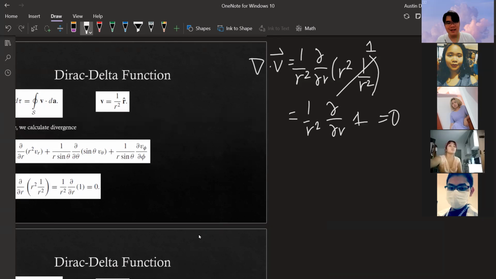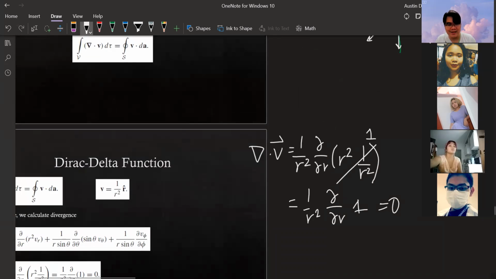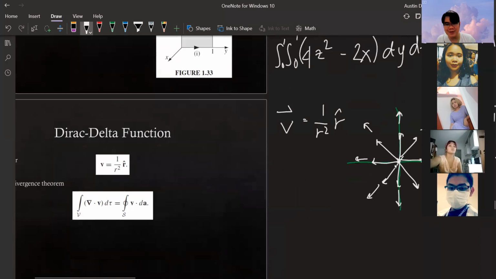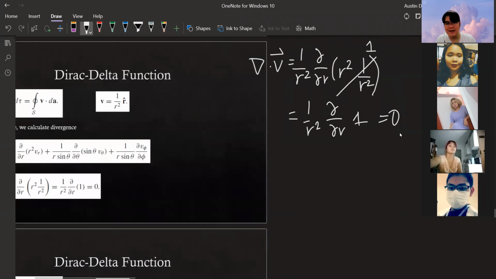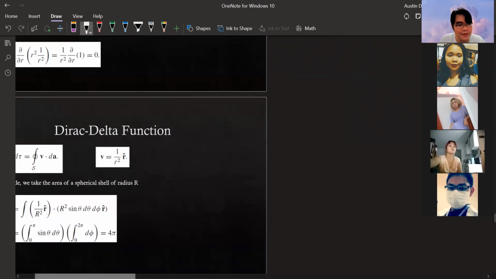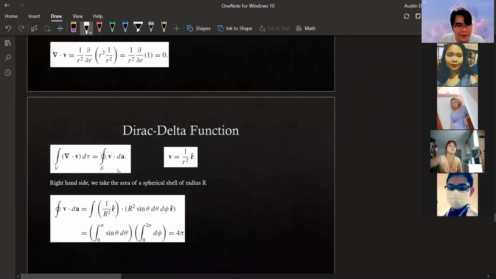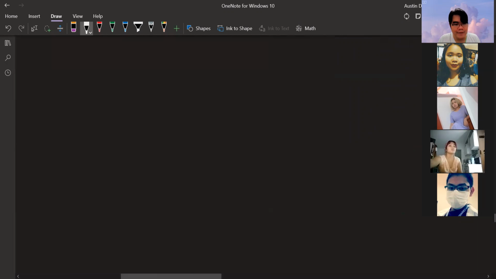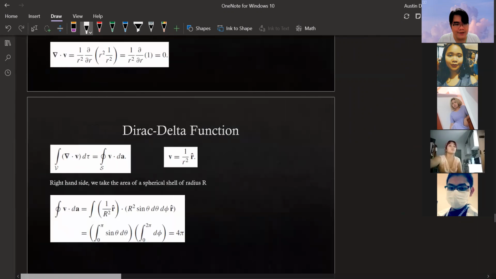0. Okay. Hala. Sir, di ba sabi nga natin, dapat magkaroon siya ng value kasi nagda-diverge siya from the origin. Okay, okay. Panic muna tayo konti. Tingnan natin ngayon yung right-hand side. Okay, so yung right-hand side, gawin natin. This time, we take the spherical shell. Ayan. Ito, closed surface na naman tayo, pero spherical shell. Okay, spherical shell.